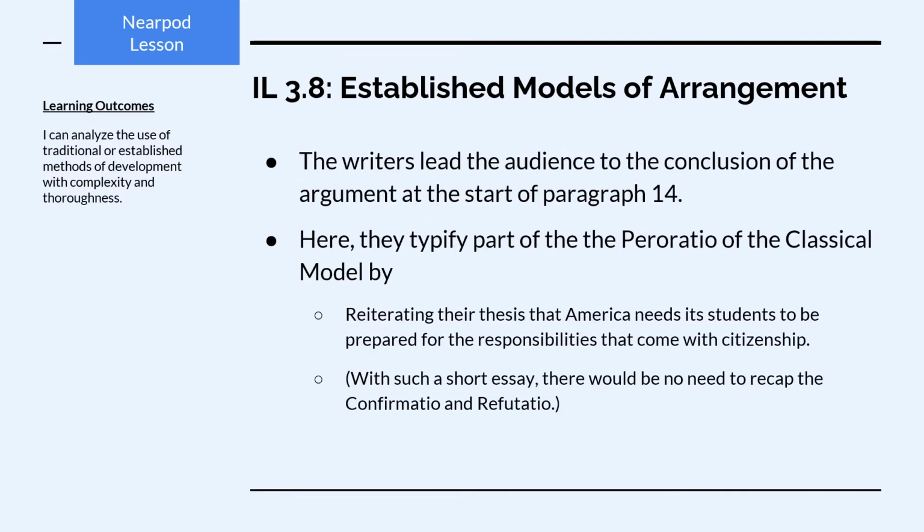Moving on to the fourth phase, the writers lead the audience to the conclusion of the argument at the start of paragraph 14. Here they typify a part of the peroratio of the classical model by reiterating their thesis that America needs its students to be prepared for the responsibilities that come with citizenship. And we should note here that with such a short essay, there would be no need for the authors to recap all their confirmatio and refutatio before reiterating the thesis. So that's why you don't see that here, is because this is a short essay.